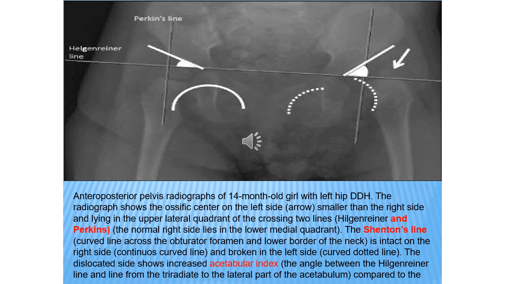If the baby has a normal examination, but he or she has a risk factor, for example, breech presentation or positive family history, but the examination is normal, then we refer the patient to have an ultrasound scan at 6 weeks of age.